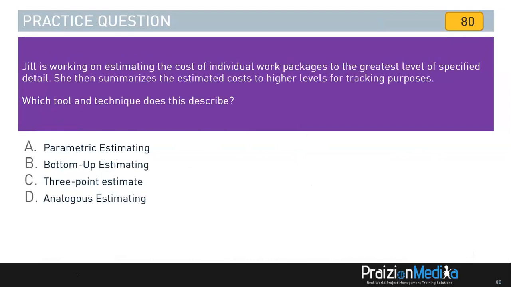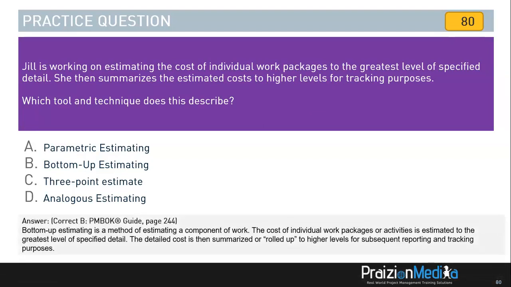Moving on, Jill is working on estimating the cost of individual work packages to the greatest level of specified detail. She then summarizes the estimated cost to higher levels for tracking purposes. Which tool and technique does this describe? Do hit the pause button for more time. I will reveal the answer. So the answer to this, my friends, when we talk about going down to the lowest levels, this is not analogous, neither is it 3-point, and it does not describe parametric. This is talking specifically about bottom-up estimating. Going down to the granular levels and rolling up.